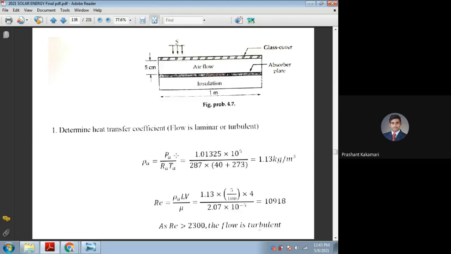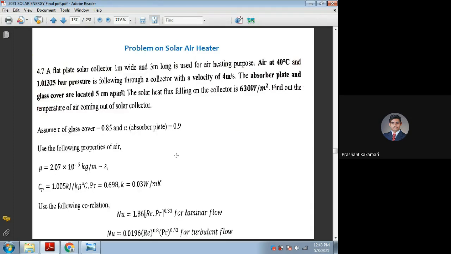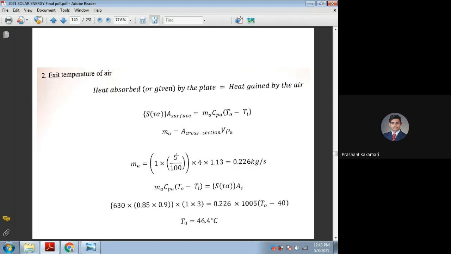This Cp value of the air, 1.005, is given. You can take it as 1005 joules per kg degree centigrade. So that value is taken. Now T naught will be the outlet temperature of air. It is 46.4 degrees centigrade. Okay. So this completes the problem.